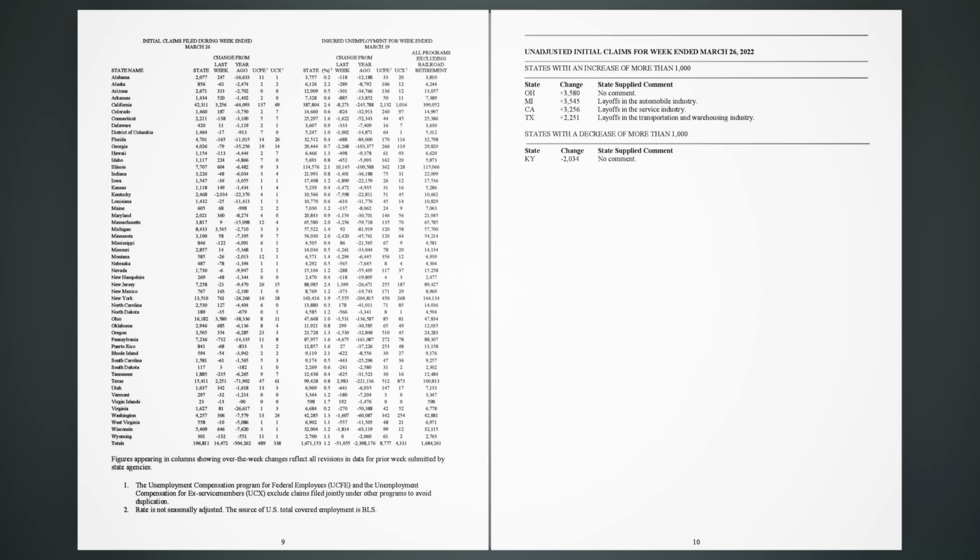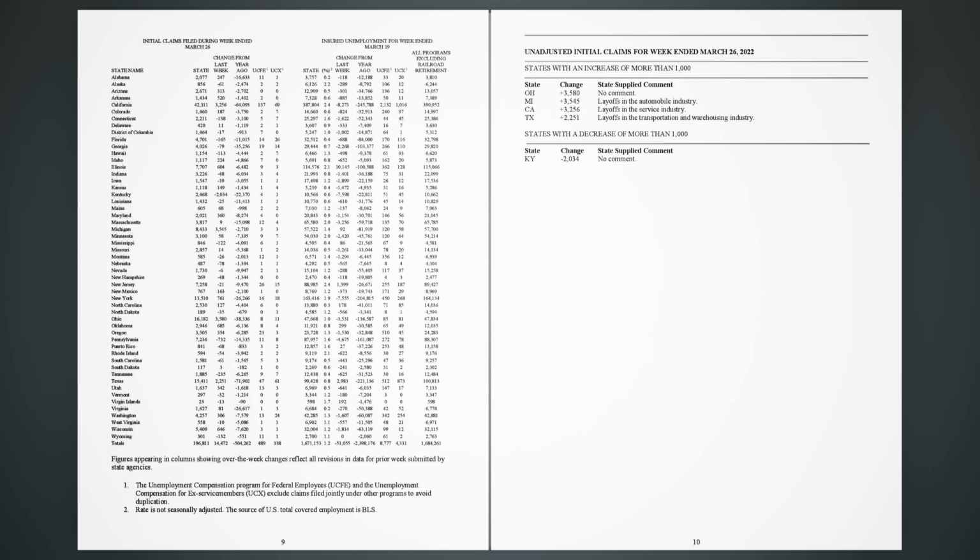Unadjusted initial claims for week ended March 26, 2022. States with an increase of more than 1,000. State, change, state supplied comment. Ohio, plus 3,580. Michigan, plus 3,545. Layoffs in the automobile industry. California, plus 3,256. Layoffs in the service industry. Texas, plus 2,251. Layoffs in the transportation and warehousing industry.